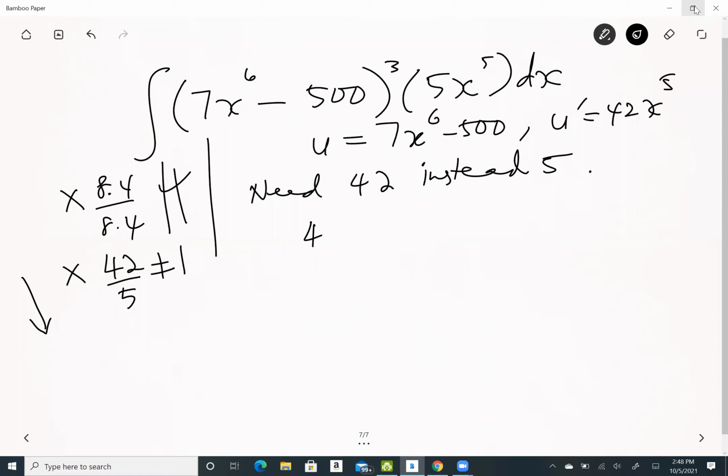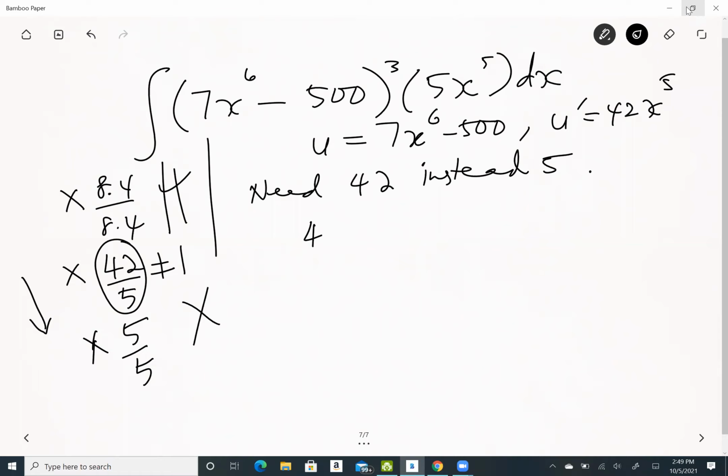Okay, multiply by what? Okay, I give you the hint. It should be something like this. Can we multiply by 5 over 5, because 5 over 5 is equal to 1? Can we multiply by 5 over 5, yes or no? If you multiply by 5 over 5, then what do you get? You get 25. We don't want 25, you want 42. So multiplying by 5 over 5 is not right.